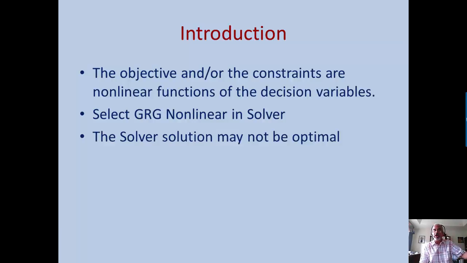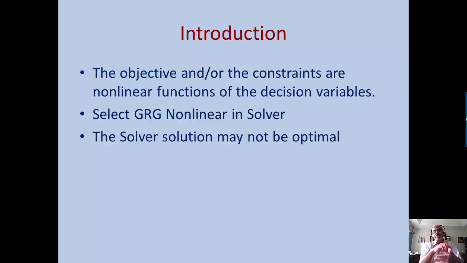So for linear programming, the objective function and all the constraints needed to be linear functions of decision variables. Now, if either the objective function or any one of the constraints is a nonlinear function of the decision variables, then the linear programming model cannot be applied. So you cannot select Simplex LP in Solver. You have to select GRG Nonlinear in Solver.